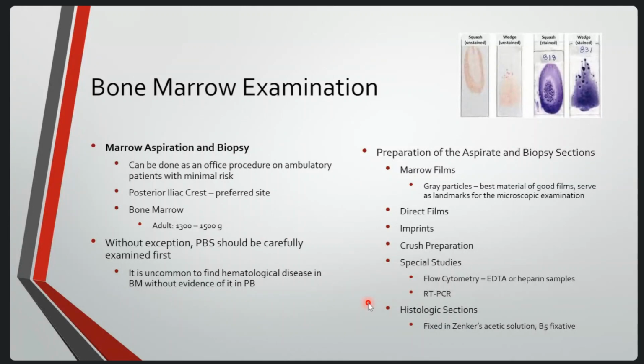For the preparation of the aspirate, we have the marrow films, and the presence of the gray particles is actually the best material of good films, as they serve as landmarks for the microscopic examination. We also have direct films, or imprints, where you just touch the slide to the bone marrow, and then we have the crush preparation, where you put the sample between two slides and crush it. Then we also have special studies such as flow cytometry and PCR studies, and of course histologic sections for biopsy.